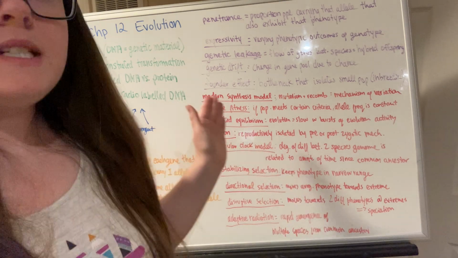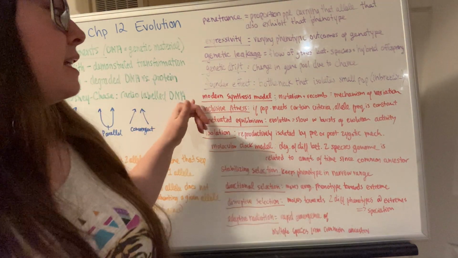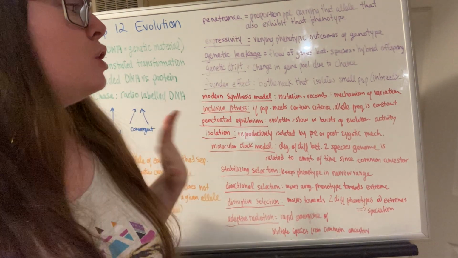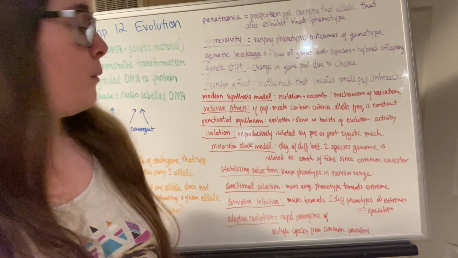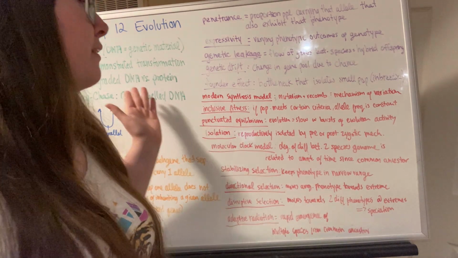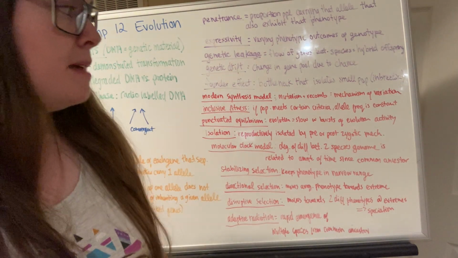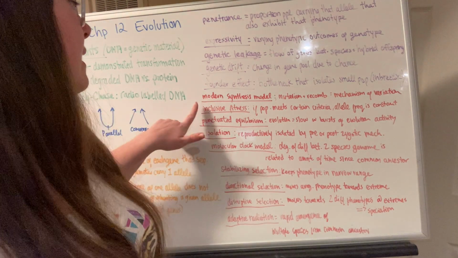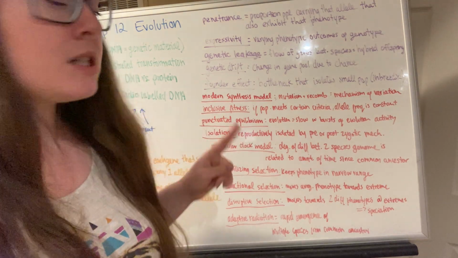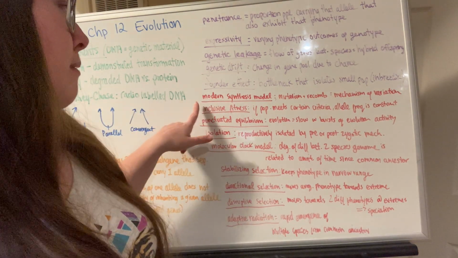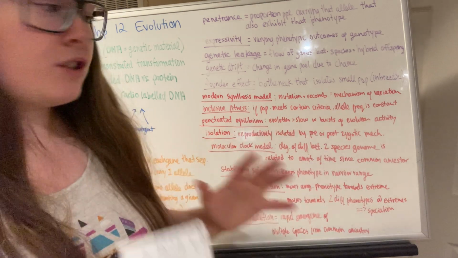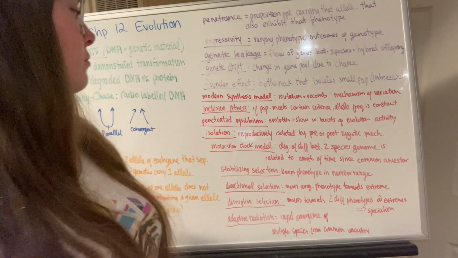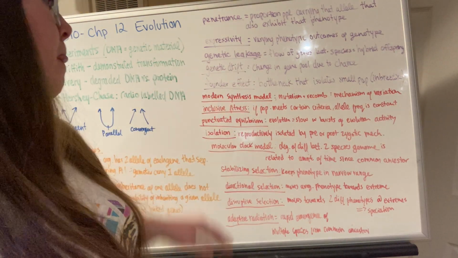Then we have the modern synthesis model, which just states that mutations and recombination lead to mechanisms of variation, which we know. There is inclusive fitness. So if a population meets a certain criteria, the allele frequency will be constant. And we will look at this a little bit later when we talk about Hardy-Weinberg's principle and equation. So just remember this one. If a population meets a certain criteria, their allele frequencies are going to stay constant throughout that population.